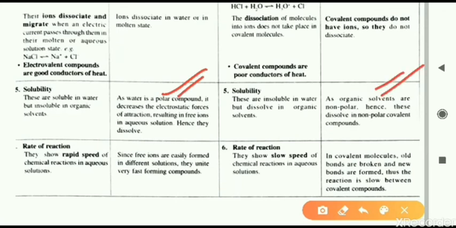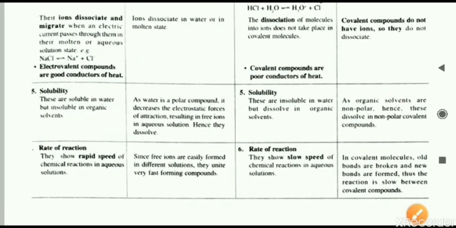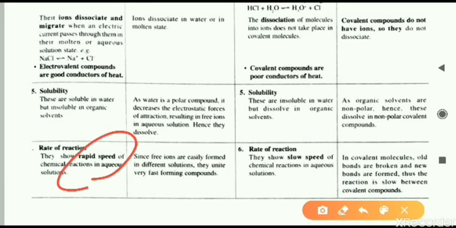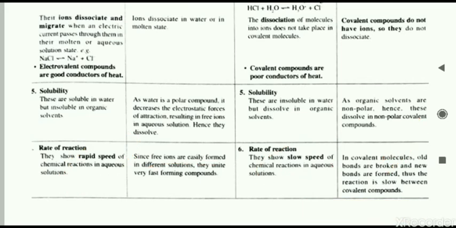The next one, point number 6, rate of reaction. In the case of the ionic compound, the rate of reaction is fast. The reaction proceeds at a fast speed. Why is it so? Because of the presence of free ions that form the ionic compound. In the absence of ions, molecules are there, so the rate of reaction is very slow as we compare both. So these are all the physical properties.